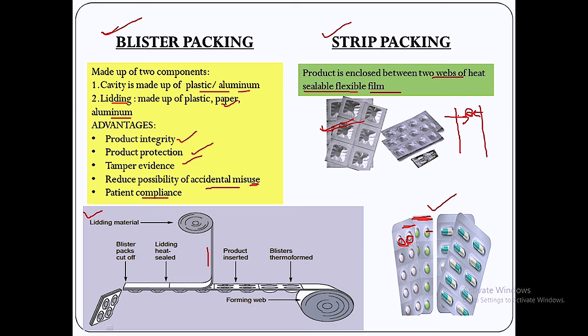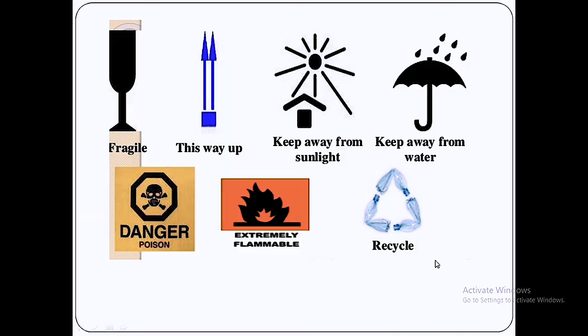This is the cavity. Automatically then you have your ingredient inside it and you seal it with your lidding material, and this goes on and on. So this is a blister packaging, and we have strip packaging. Strip packaging is very simple. I told you, two webs of heat sealable flexible film get enclosed and your medication is in between. We all have seen these two types in our day-to-day life as well.